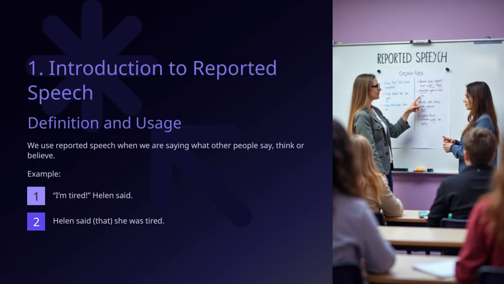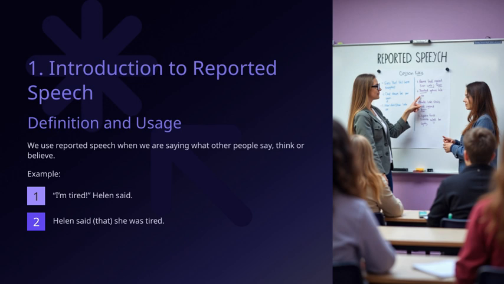On this slide, we see two examples of reported speech. The first one says, Helen said that she was tired. Notice how we change the original sentence into a reported speech form by using that and changing the verb tense from is to was. The second example is more direct. I'm tired, Helen said. When we report this speech, it becomes Helen said that she was tired.